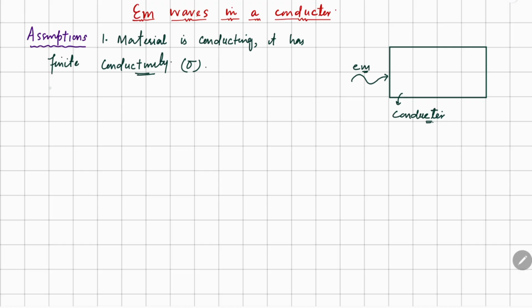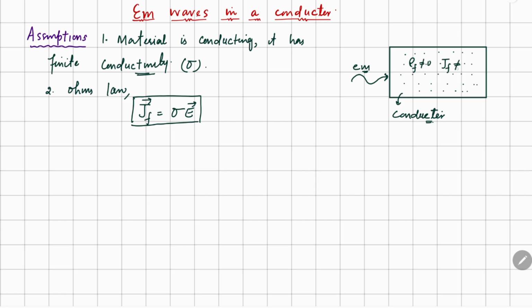The second assumption is connected to the first. That means it should follow Ohm's law. Ohm's law should be followed, that is J_f equals sigma E. Now here I introduced J_f, and I'll make you understand what I mean. Initially, when we have the conductor and we don't send the electromagnetic wave, rho_f is not equal to 0 and J_f is not equal to 0.